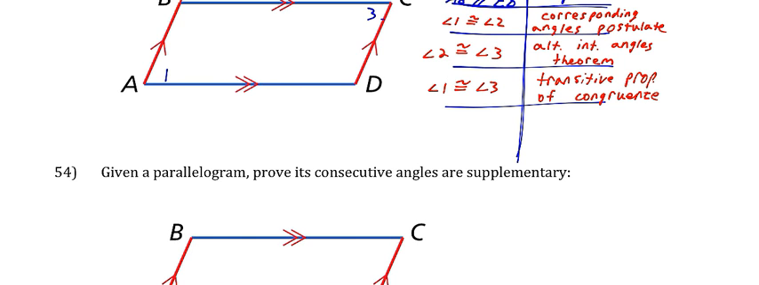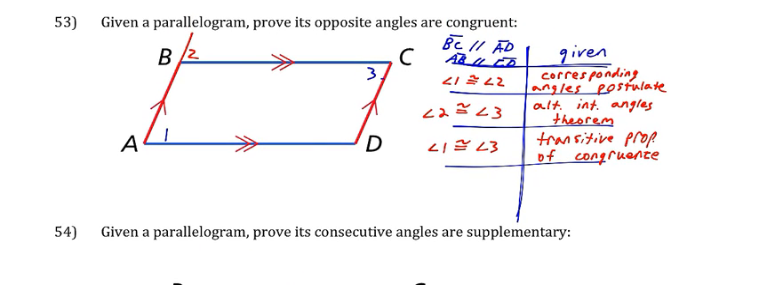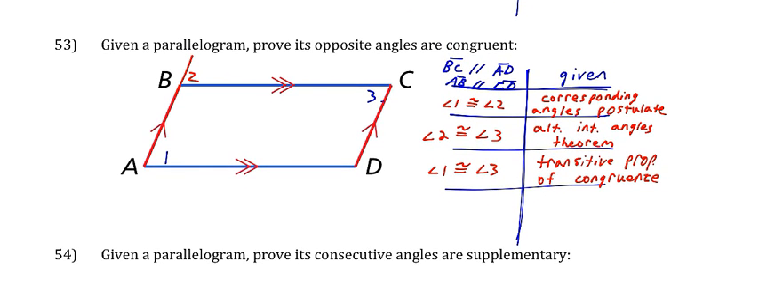Alright? And that's really the proof right there. You can start with the parallel sides and you just hop around from 1 to 2, 2 to 3, and so therefore 1 and 3 are equal.